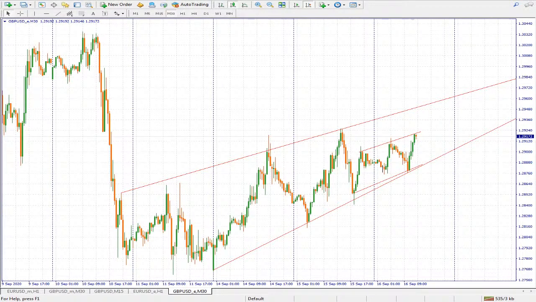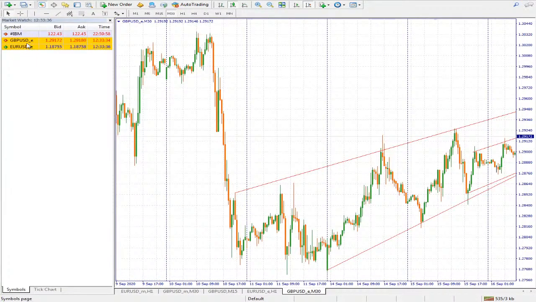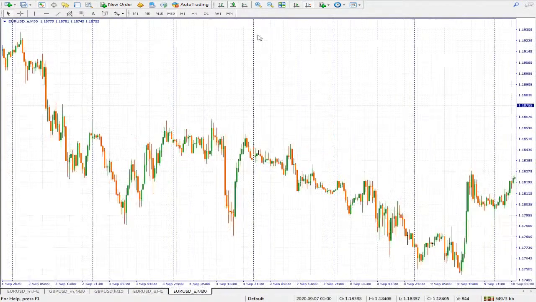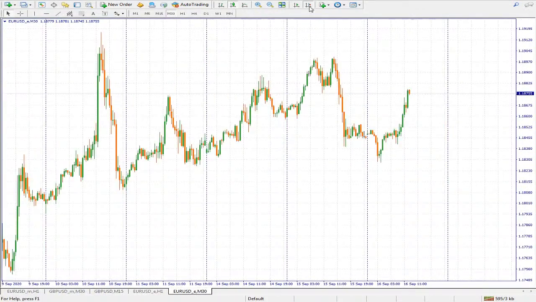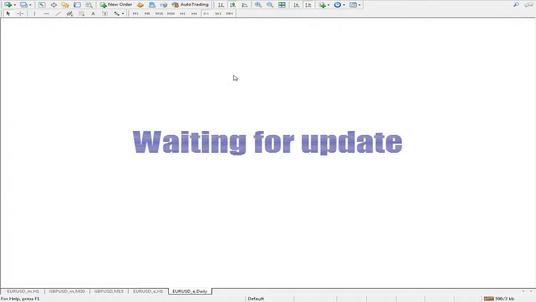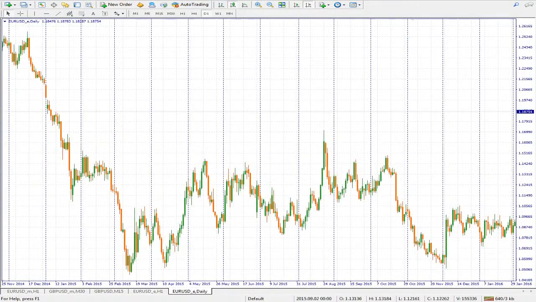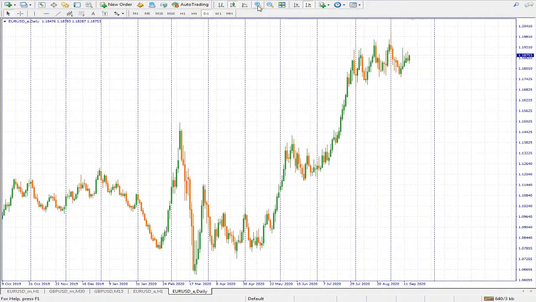So now I want us to move forward to our next chart. We'll look at Euro USD. The same thing that's happening with GBP USD is happening with Euro USD. We expect a sell on Euro USD. Let's see how that goes.